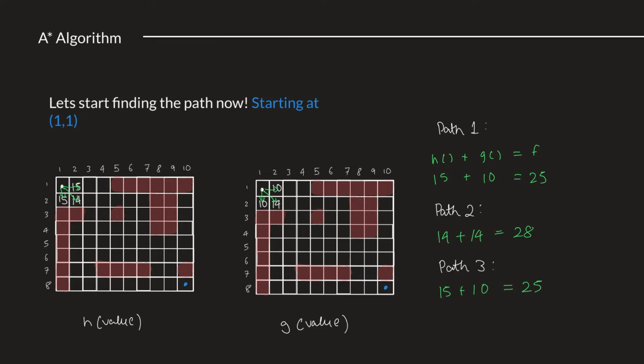If you're confused about how we got these heuristic values, look at the timestamps in the description and go to the one that says heuristic pattern. Over there, you'll see how we got 15 and 14 as our heuristic values. So now we have these three paths. Paths 1 and 3 have the least value for f, which is 25. Since 25 is lower than 28, we can take either path 1 or path 3.